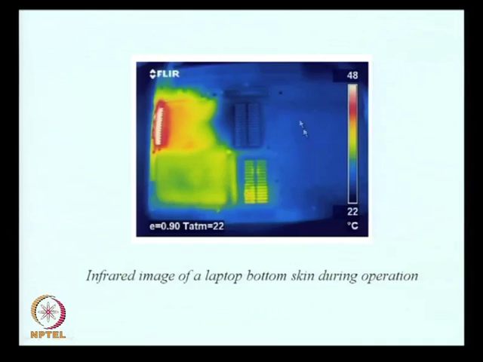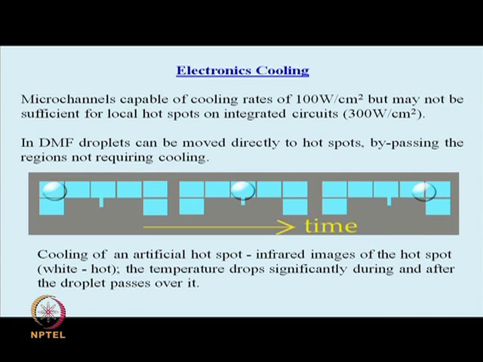One more application: this is the thermal image of the bottom of a laptop, and you can see there are certain regions which are very hot, certain regions which are cold. If I would like to use the droplet for electronics cooling, you would see that this is the droplet. This is a hot spot, the whiteness shows the hot spot, and as the droplet comes to this point, the hot spot disappears. As the droplet moves away from it, you would see a faint reappearance of the hot spot. So, by controlling the frequency and the velocity of the droplets, the hot spot generation on electronic chips can be controlled, which is a very interesting application example of droplet movement.